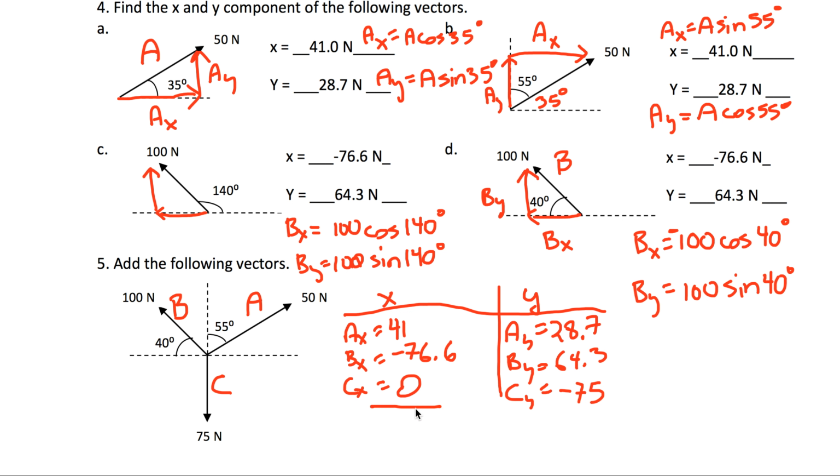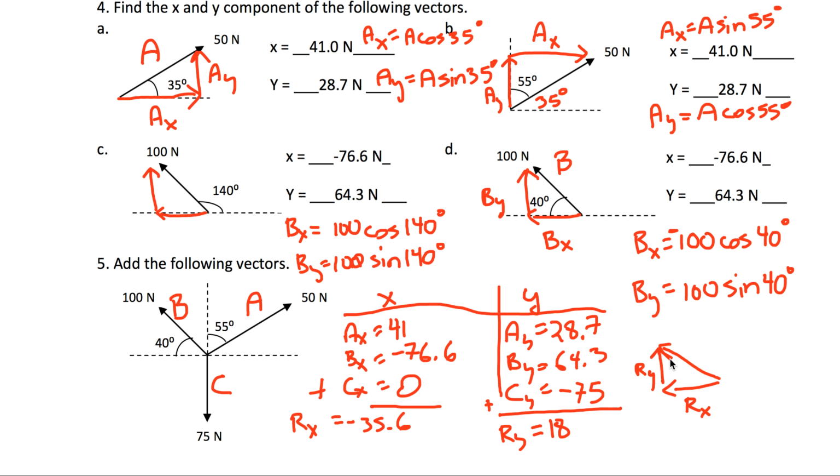Once you have found all of the components, you add them up separately. This gives you the x component of the resultant, which is negative 35.6, and then over here you add the y components. That'll give you the y component of the resultant, which is going to be 18. Once I have these components, what I like to do is draw them, not to scale, just to see which way the resultant is going. So Rx is going to the left, so I just draw it really quickly. Ry is going up. I draw them tip to tail, not to scale, just paying attention to the direction. So if these are the two components of my resultant, I know that my resultant is going to go this way.